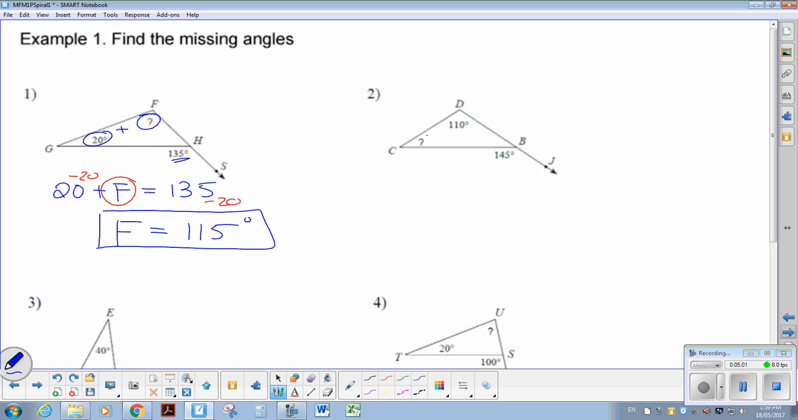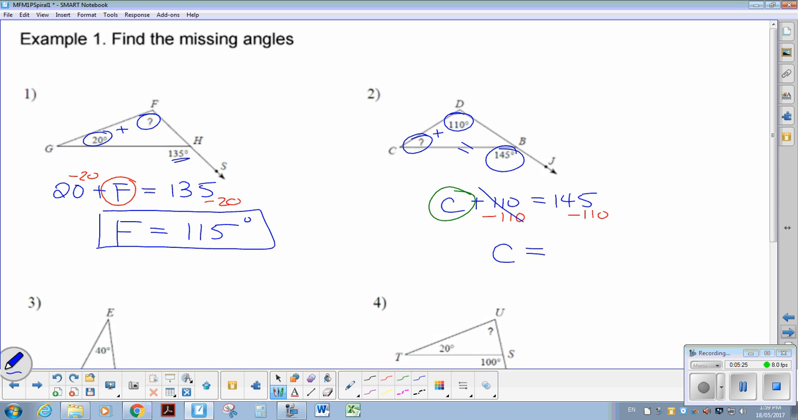Similarly, we know that that angle plus that angle, so those two angles, are going to equal our exterior. So that means angle C plus 110 equals 145. Again, using our algebra skills, to get C by itself, we're going to subtract 110 from both sides.